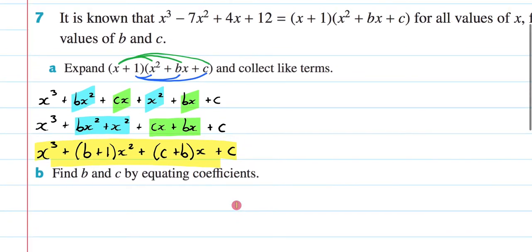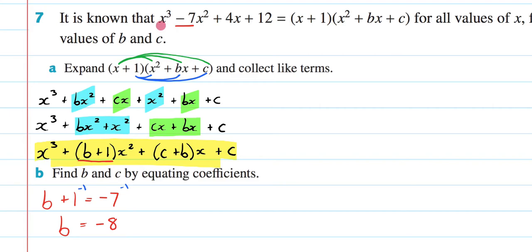Let's now move on to part B, which is asking me to find b and c by equating the coefficients. So I'm going to have to look up here at my original question, well, the start of the question, and I'm going to have to start equating. So what that means is this b plus 1, because it's in front of my x squared, is going to be equal to negative 7 because that's in front of my x squared. So I can go b plus 1 is equal to negative 7. I then do some simple rearranging, so minusing 1 from both sides, which is going to tell me that b is equal to negative 8.